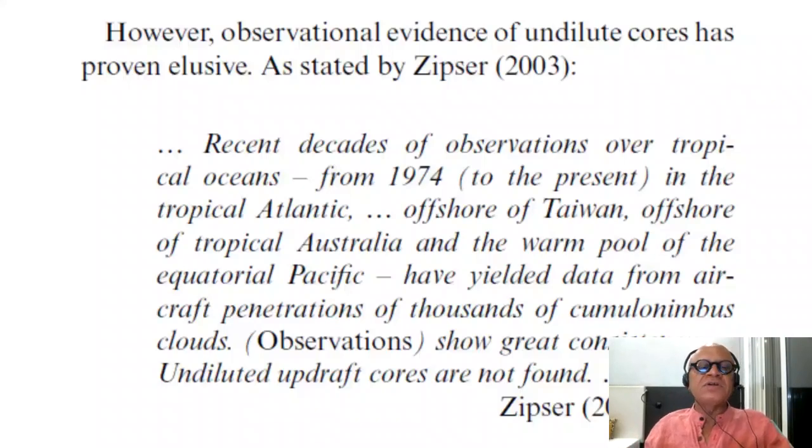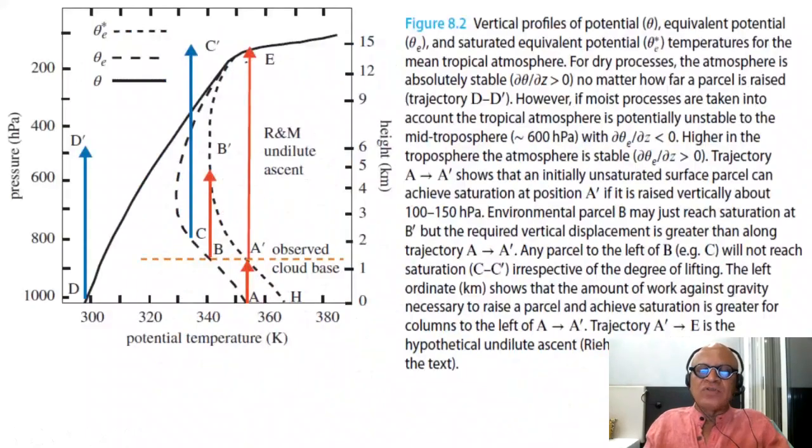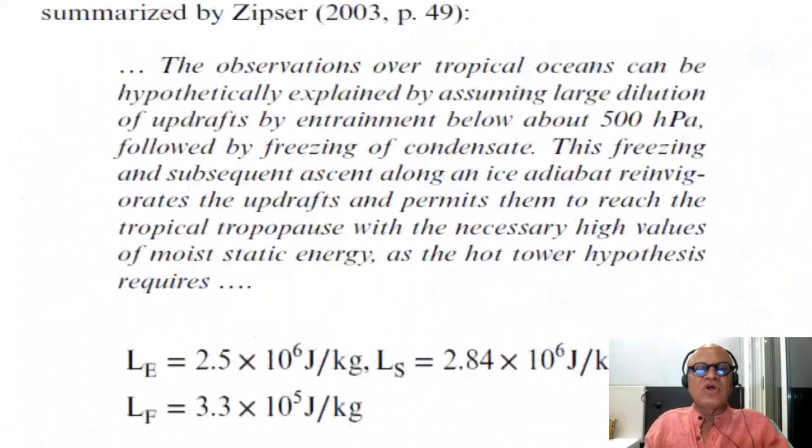Okay, so Ed Zipser writes very well here. Recent decades of observations over tropical oceans from 1974 to the present, in the tropical Atlantic, offshore of Taiwan, offshore of tropical Australia, and the warm pool of the equatorial Pacific, have yielded data from aircraft penetrations of thousands of cumulonimbus clouds. Observations show great consistency. Undiluted updraft cores are not found. So this is the hypothetical undilute plume here, that they are just not found.